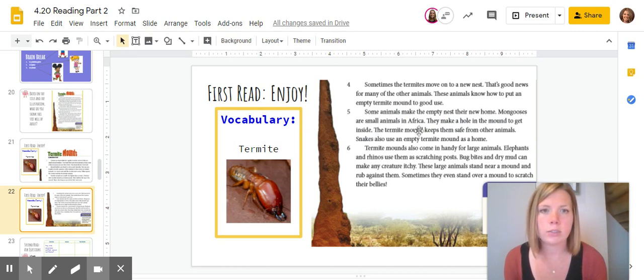Mongooses are small animals in Africa. They make a hole in the mound to get inside. The termite mound keeps them safe from the other animals. Snakes also use an empty termite mound as a home.